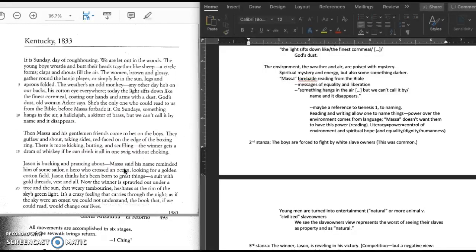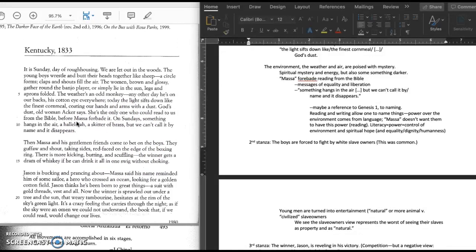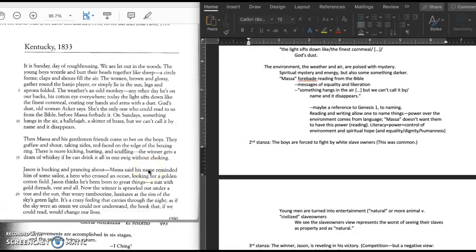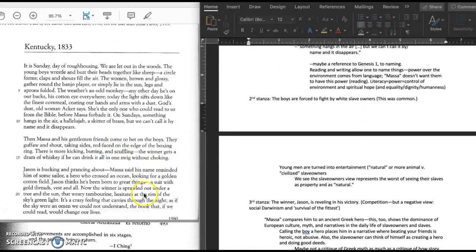There's a really famous story called Battle Royal by Ralph Ellison that covers this as well, part of his novel Invisible Man. And so maybe you've read that or are familiar with it, but this is a really common occurrence, sadly. Interesting things going on here. In the third, then, we see that the master says that one slave is kind of like Jason, who reminds him of some sailor. It's supposed to be Jason of the Argonauts, which is a famous Greek story. So we can see here again, not only the Bible, but Greek myth used to sort of justify this awful behavior where the boys have to fight each other.